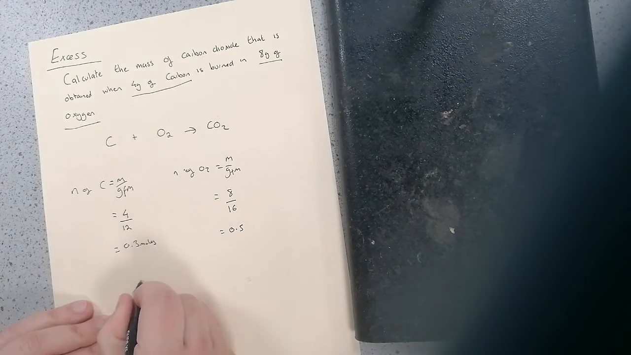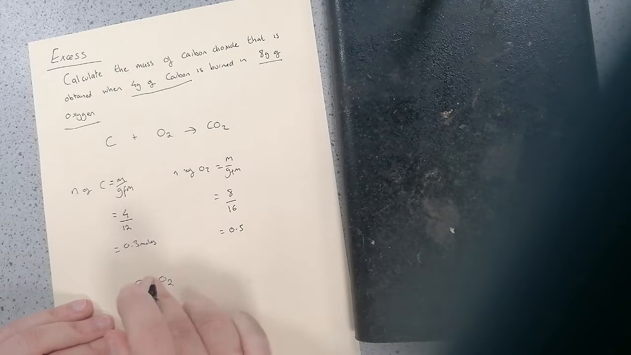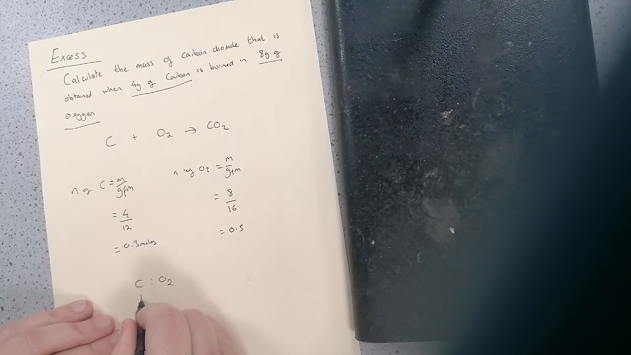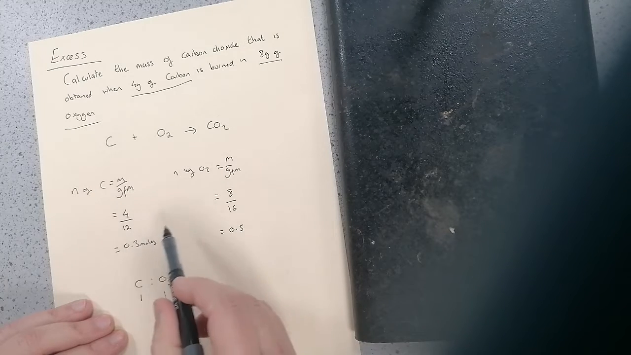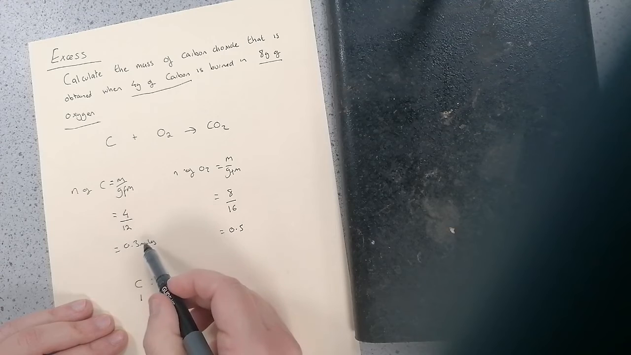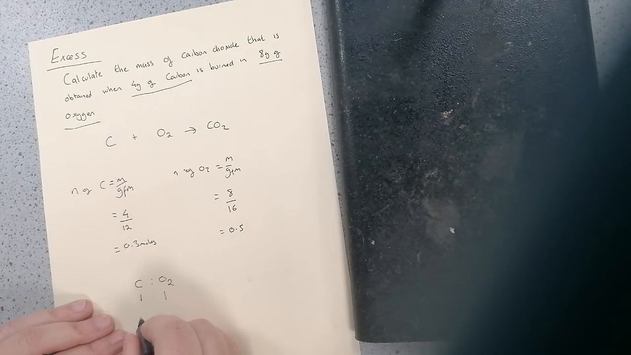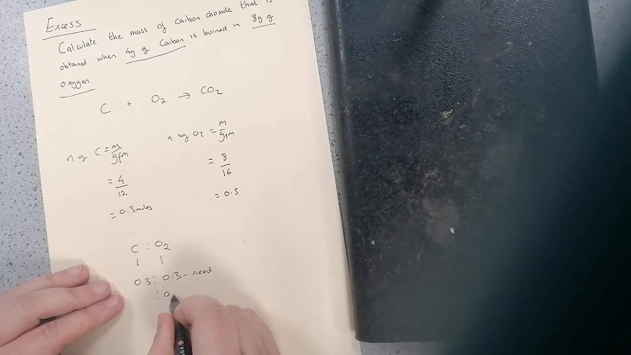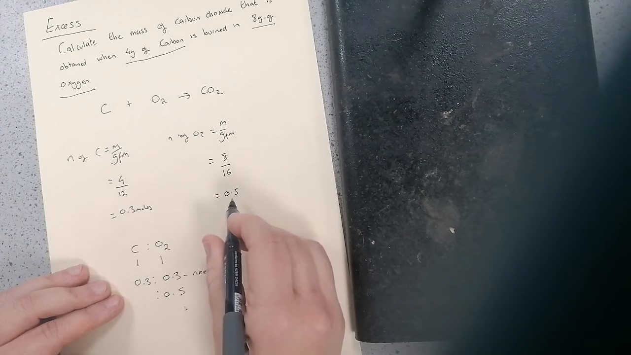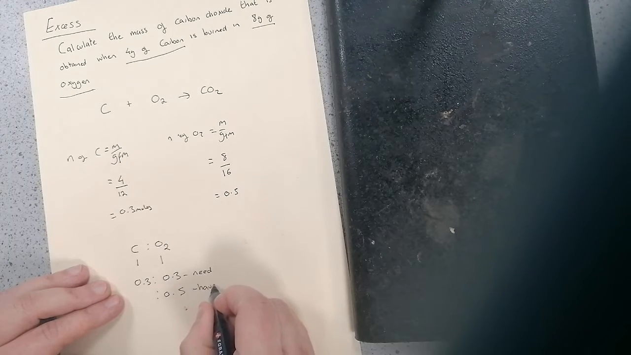At this point, we need to then compare the carbon and the oxygen. So from the balanced equation, we can see that 1 mole of carbon would need 1 mole of oxygen. You can then choose either the carbon or the oxygen here. I'm just going to pick carbon because I've written that first. We have 0.3 moles of carbon. So because this is a 1-to-1, we would need 0.3 moles of oxygen. And I encourage you to write that word need. You're then going to compare that to what you calculated you have up here. You calculated you only have 0.5.